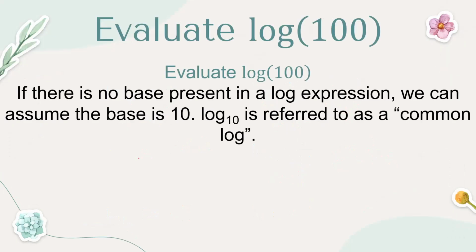So like I said, if there is not a log base present, and it is normal log, then that means you're going to have 10. That is referred to as a common log for our base.